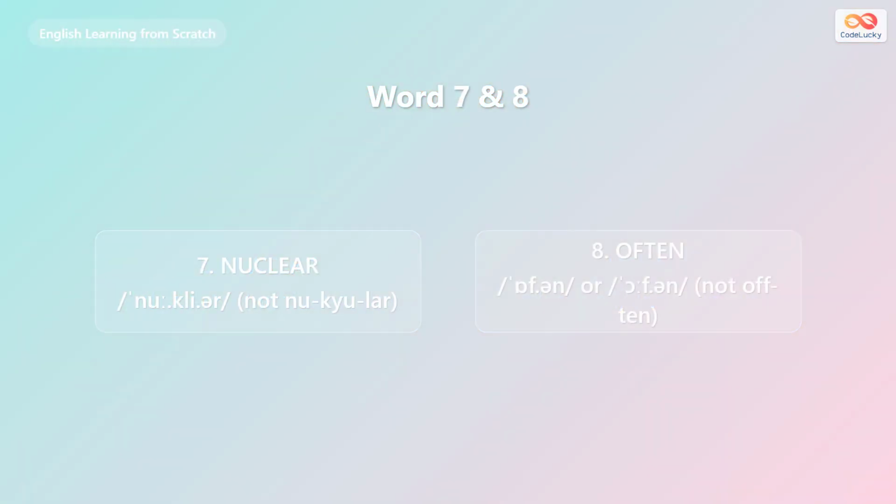Now for words 7 and 8. Word 7 is nuclear. It has 3 syllables, nuclear. Many people incorrectly say nucular. This is a very common mistake. Word 8 is often. The correct pronunciation is often. Do not pronounce the T sound. The T is silent in this word.